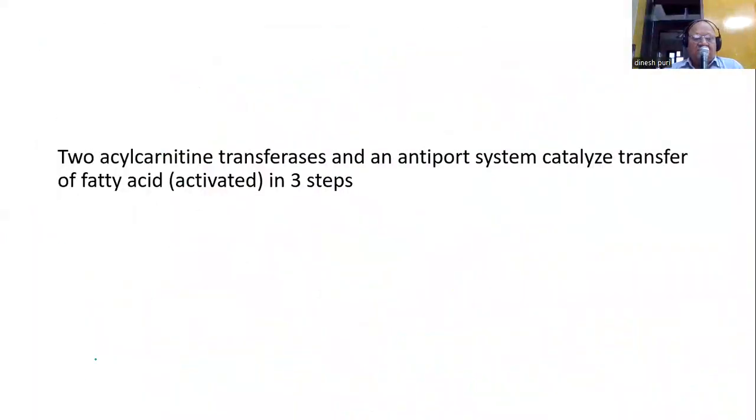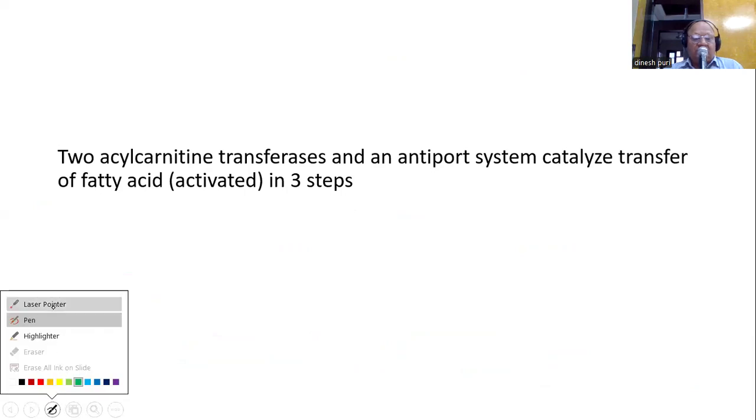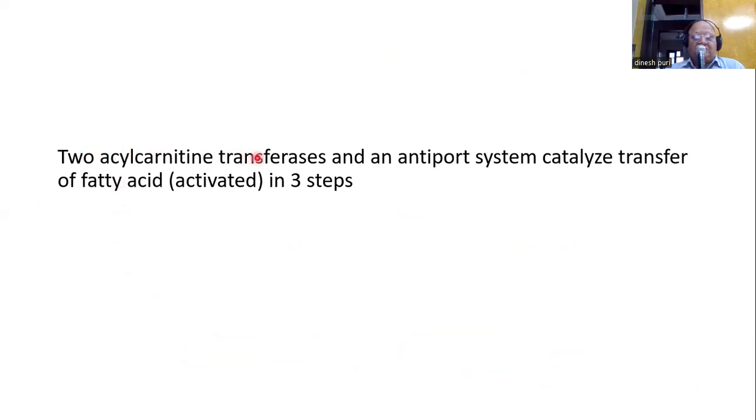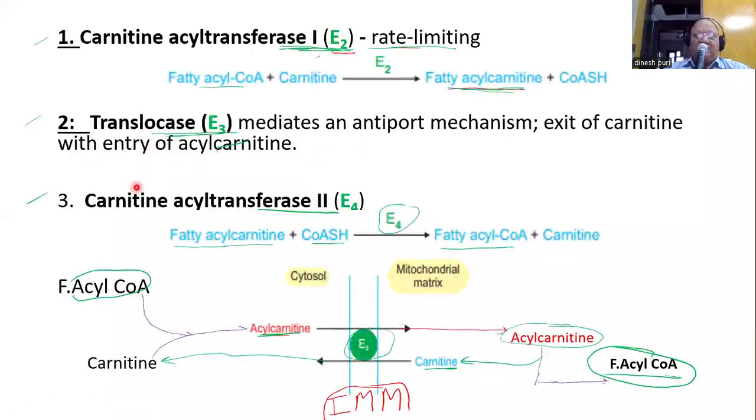So two acyl carnitine transferases. One is located on the cytoplasmic aspect of the inner mitochondrial membrane, number one, and the number two acyl carnitine transferase is located on the matrix aspect of the membrane. So two acyl transferases and an antiport system effectively catalyze transfer of activated fatty acids in three steps which we have discussed just now. So here is the summary of the events.